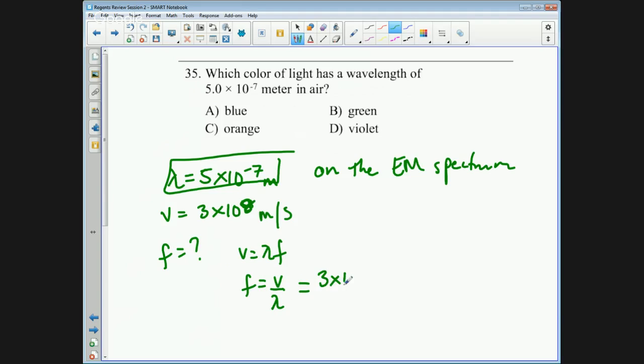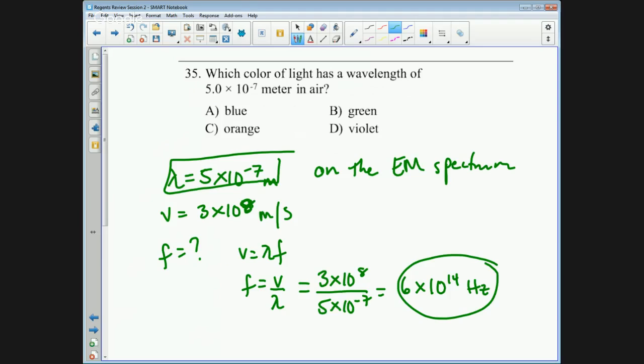That's 3 times 10 to the 8 divided by 5 times 10 to the negative 7. 3 divided by 5 equals 6 times 10 to the 14 hertz. So looking on the reference table, page 4, we're looking for 6 times 10 to the 14. The one that's closest is somewhere between blue and green.